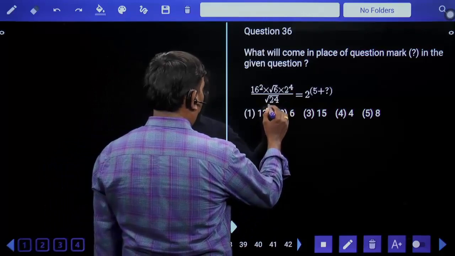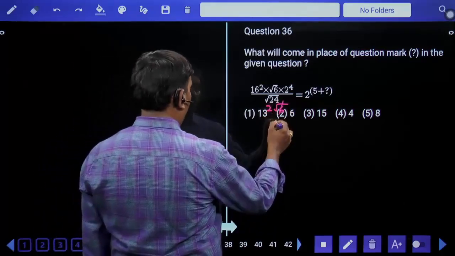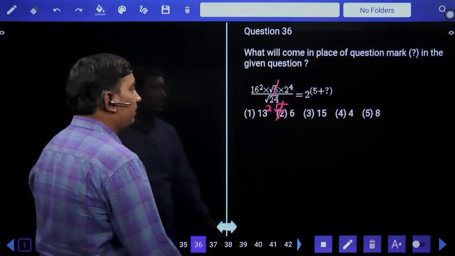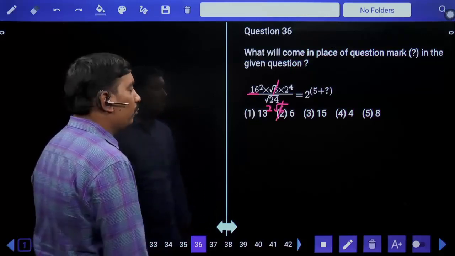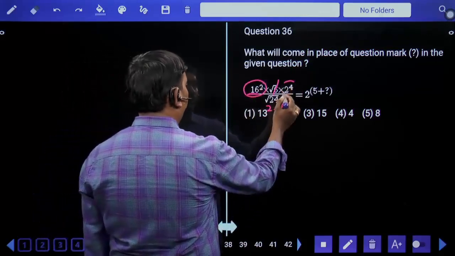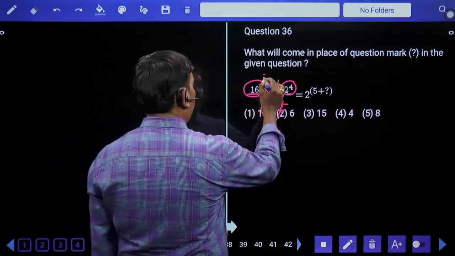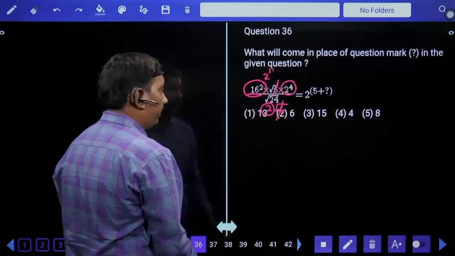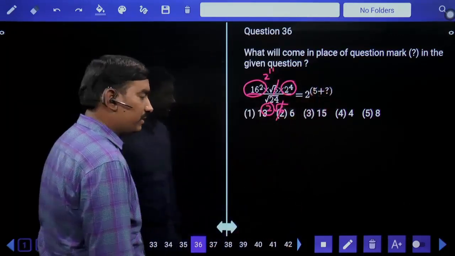Root 24 means 2 root 6. Root 24 is nothing but 2 root 6. Root 6 gets cancelled. 16 means 2 power 4, whole to the power of 2, 2 power 8. 2 power 4, total 2 power 12. 2 power 12 by 2 means 2 power 11. Out of 11, I already have 5 here. So in place of the question mark, 6 will come.